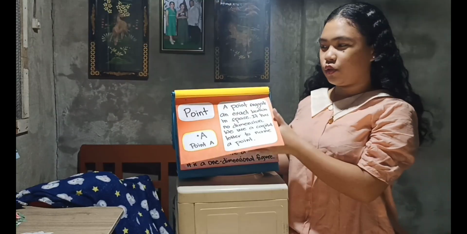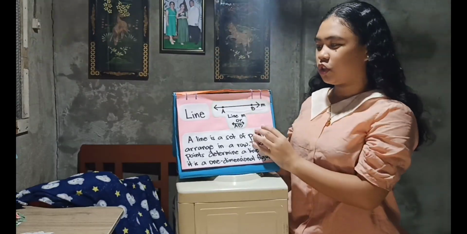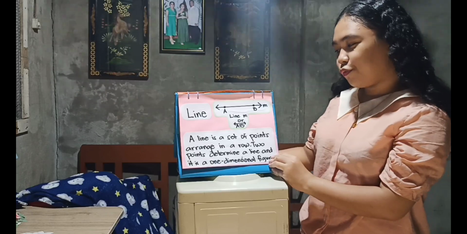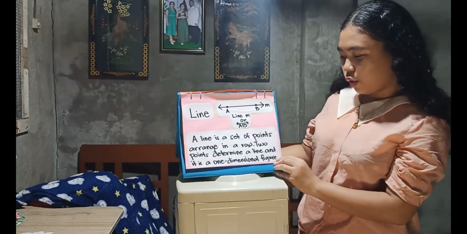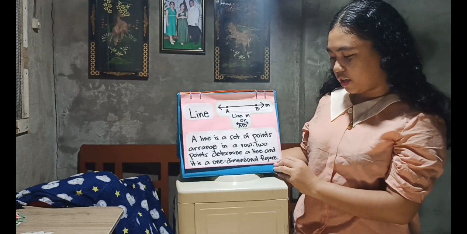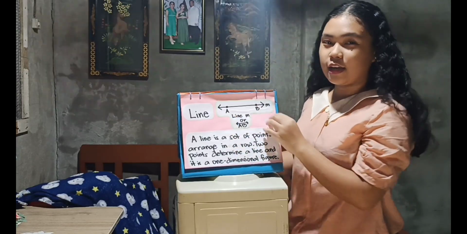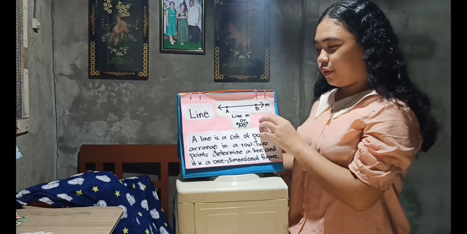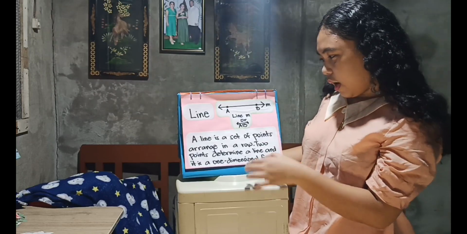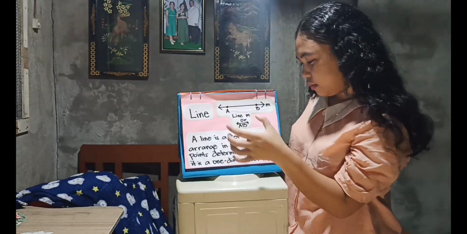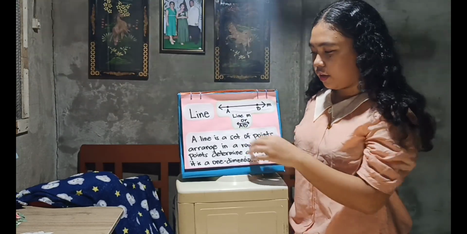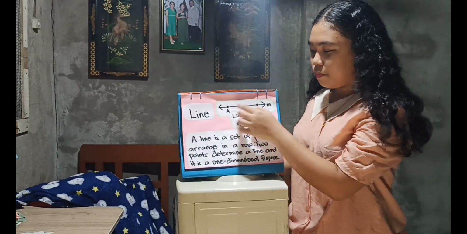Let's proceed to the second undefined term of geometry, which is line. A line is a set of points arranged in a row. 2 points determine a line. It is a one-dimensional figure. As you can see in the example, a line is made of 2 points, a set of points arranged in a row. You can name a line either line M or line AB.